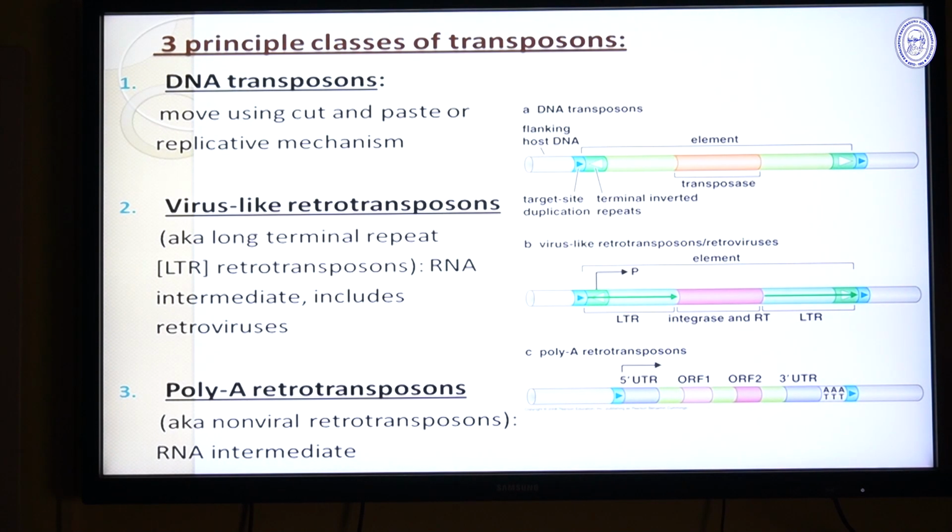So if I go back to the categorization of the transposons, we can categorize them as DNA transposons, which mostly use cut and paste mechanisms, and the retrotransposons, which can be of two types, the viral-like retrotransposons and the poly-A retrotransposons. Both are retrotransposons. Now let's concentrate again on a bit of structure, so that you people don't get confused.